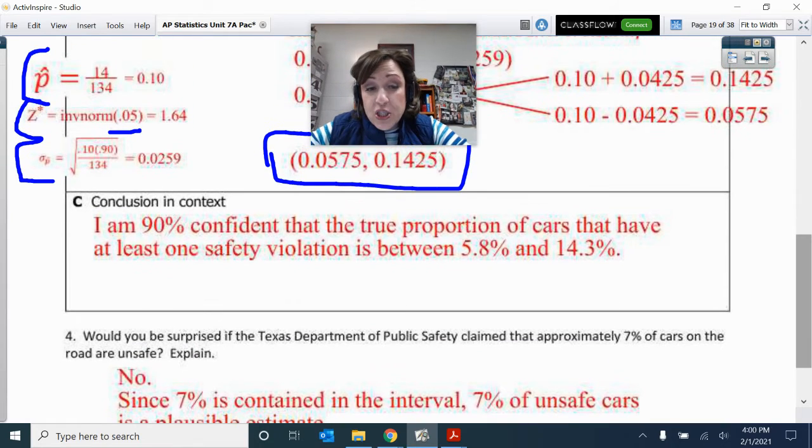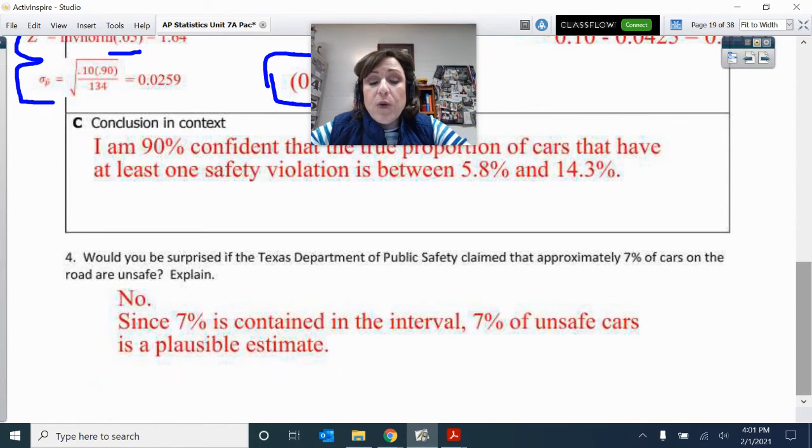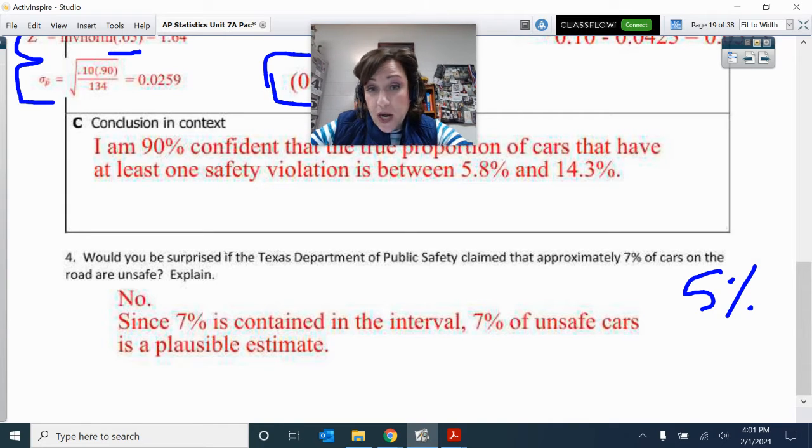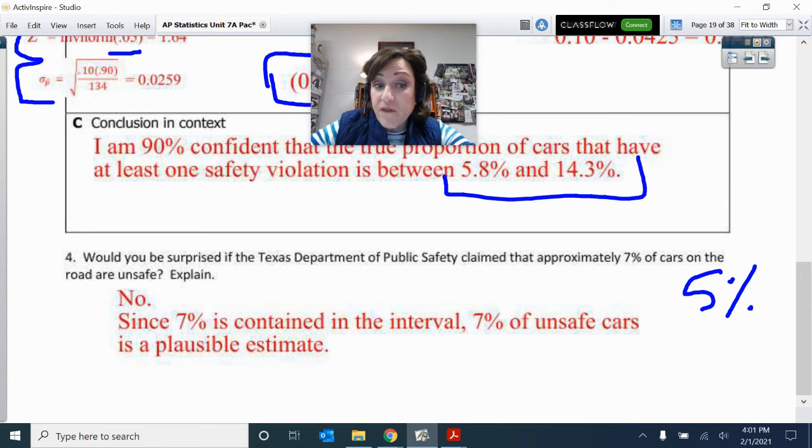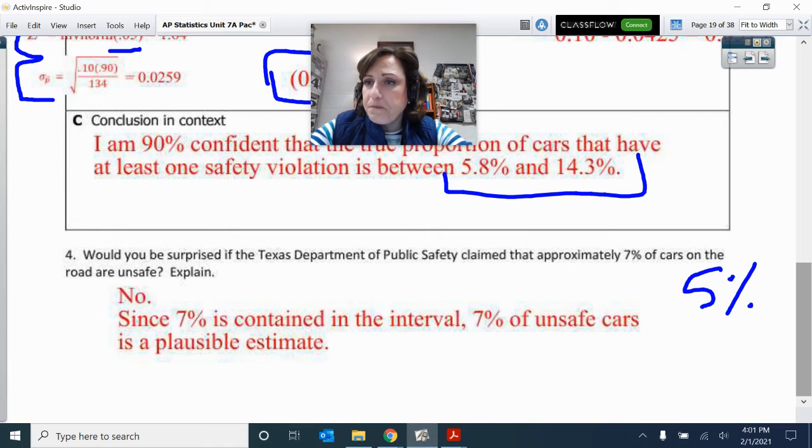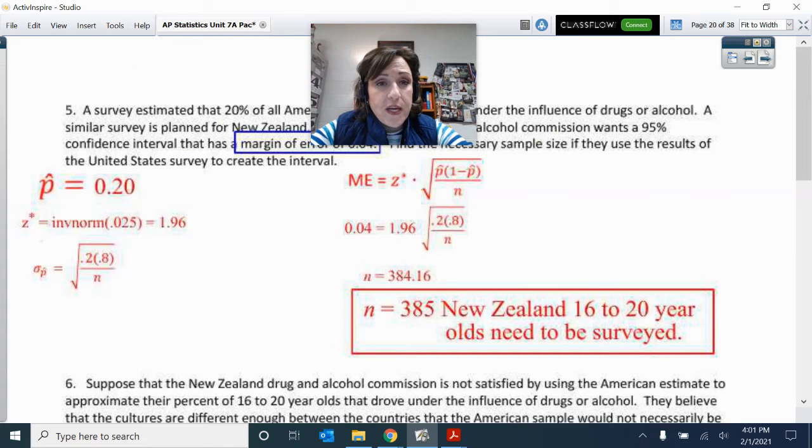Now, would 7% surprise you? And that'd be no. I should have made one of these questions say like 15% or 5%. Would 5% surprise you? And that answer would be yes. 5% would surprise me because it would be below my 90% confidence interval. Okay. So that's whenever it gets interesting to us, and we would be surprised if it was not in our interval.